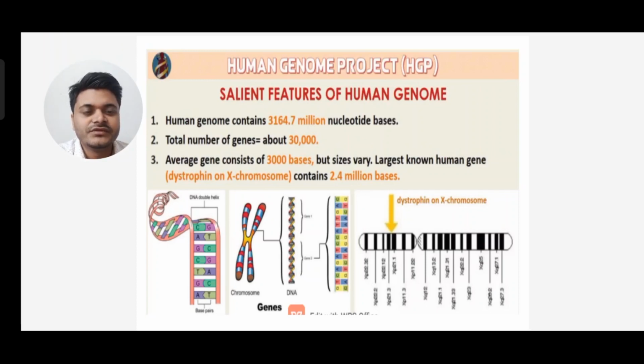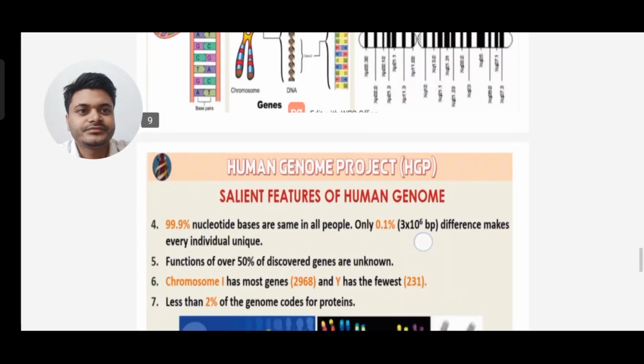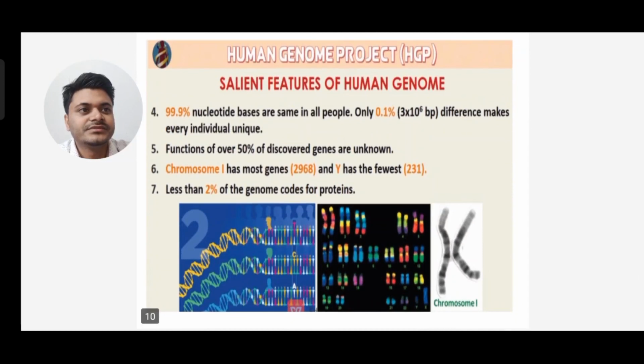So the total number of genes is about 30,000 and the average gene consists of 3,000 bases. Dystrophin on the X chromosome is the largest known human gene, containing 2.4 million bases.